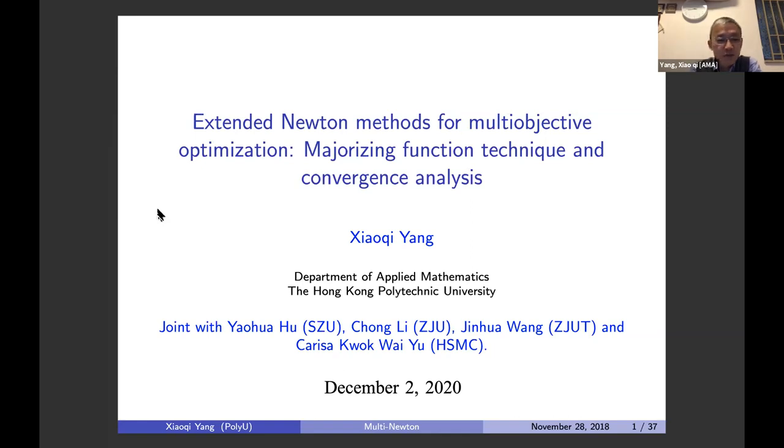This is joint work with Yaohua Hu from Shenzhen University, Chong Li from Zhejiang University, Jinhua Wang from Zhejiang University of Technology, and Carissa Yu from Hansen Management College. Here it says Hansen Management College, but now it is Hansen Management University, a new university in Hong Kong.